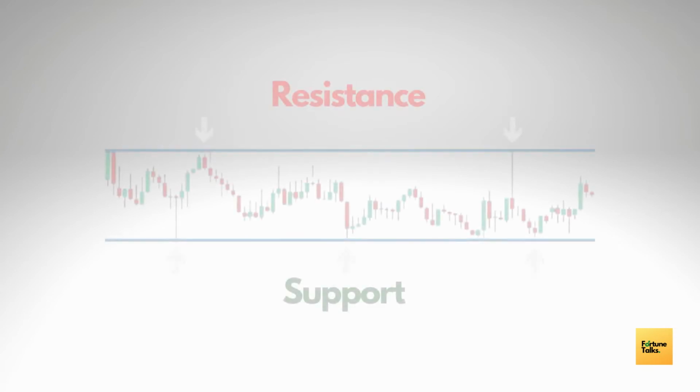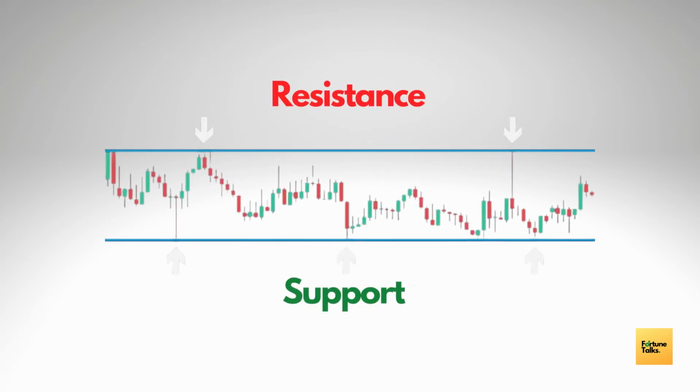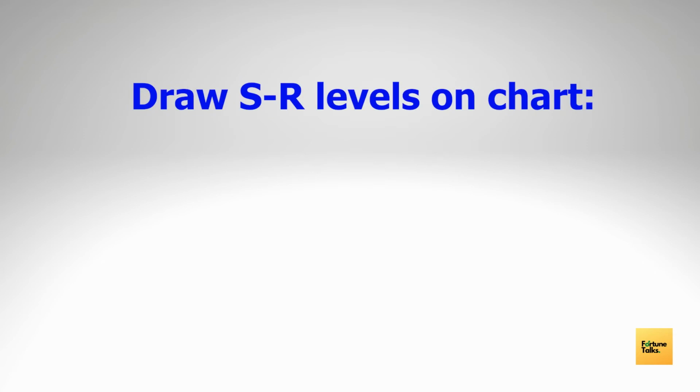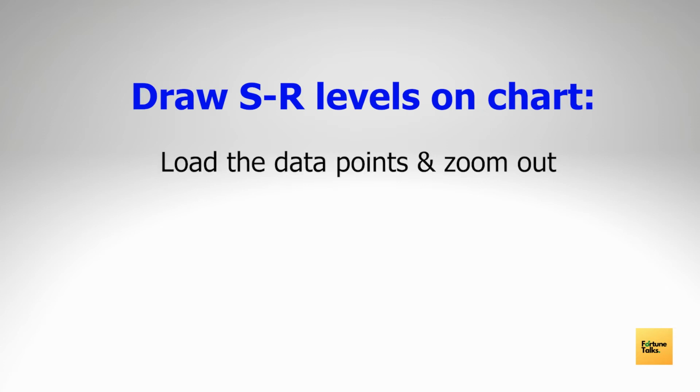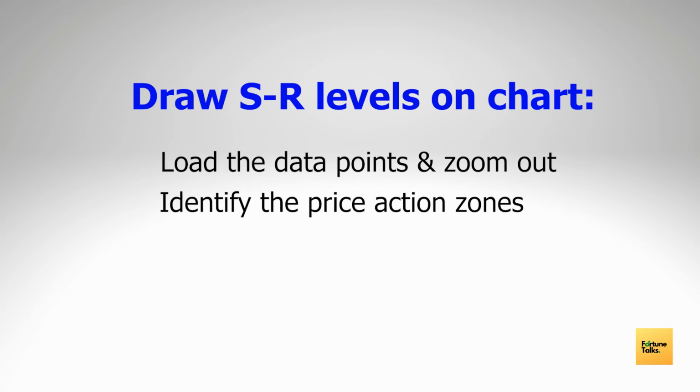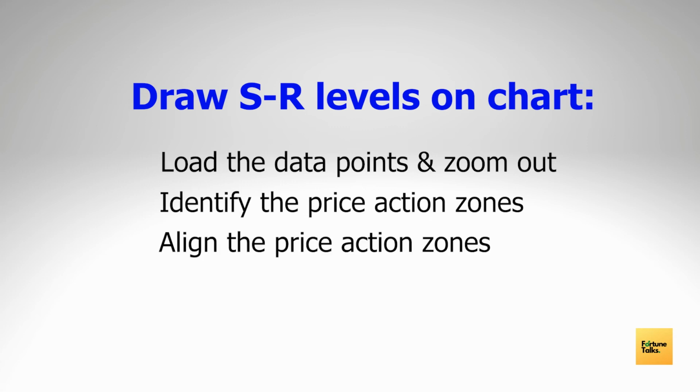As a trader working in any time frame, it is important to figure out the critical levels where there was some price action. By identifying the important price levels, you can make more successful trades using the price action technique. Let us learn how to draw support and resistance on our chart by a simple 4-step process. In short, these 4 steps are loading the data points and zooming out, identifying the obvious price action zones, aligning the zones, and fitting a horizontal line. Now we can take a look at each of them.